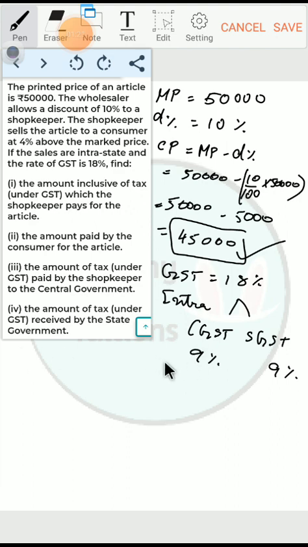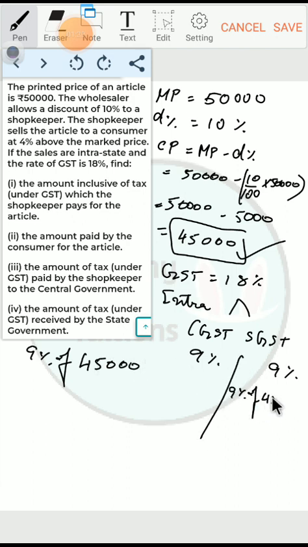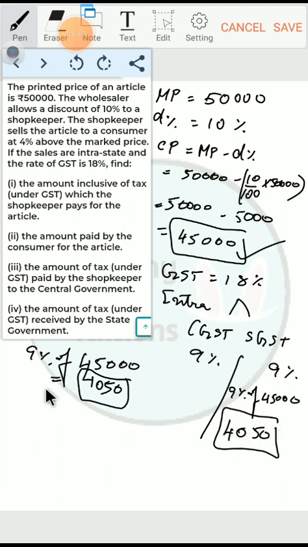CGST 9% of 45,000 and SGST also 9% of 45,000. So 9% of 45,000 is 4,050. Here SGST also 4,050 rupees. This is the input CGST, and this is also input SGST.